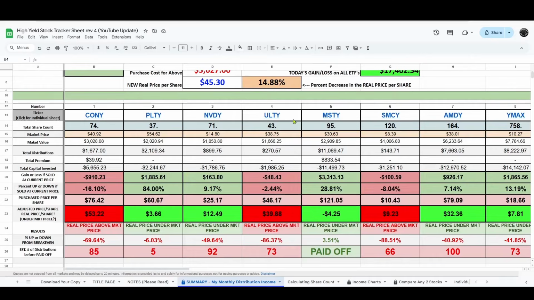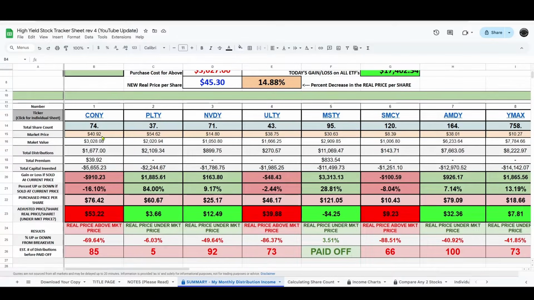So today I'm going to go through and update my spreadsheet as we did get paid out in Group 2. Now I've already updated it for Group 1 of the YMAX ETFs, but I'm going to update it for Group 2 as we did get paid out those this past week.